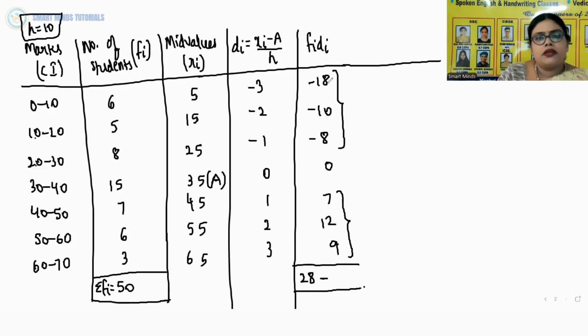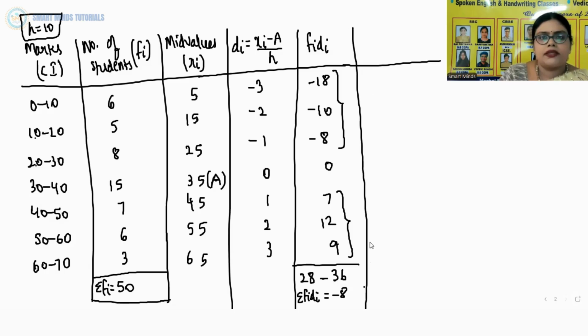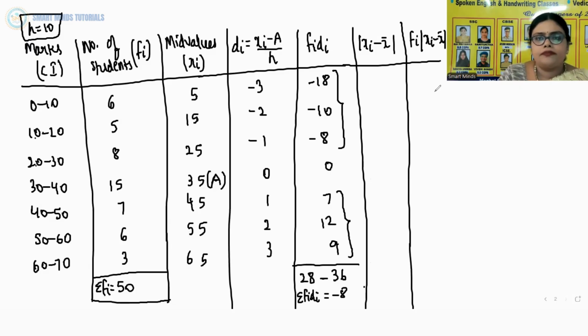So minus 36. So what is 28 minus 36? It is minus 8. So this is sigma FiDi. We got sigma FiDi as minus 8. Now after FiDi, we need to find mod xi minus x bar. And then the last column is fi mod xi minus x bar. Now to find these two columns, we need to find out x bar first.